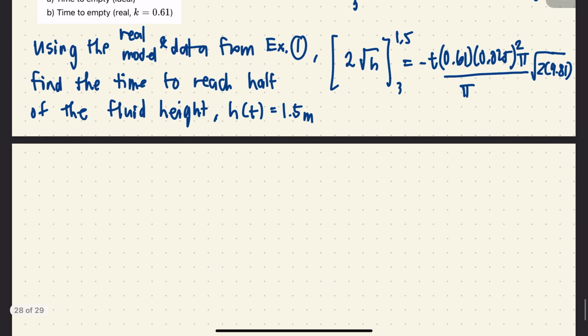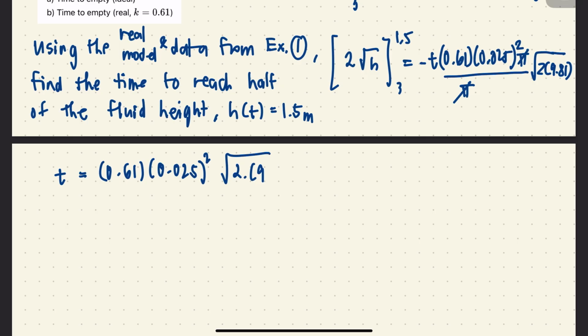So we solve for t, isolating t on the other side. What we will have is 0.61, 0.025 squared. We'll cancel the pi. Then square root of 2 times 9.8.